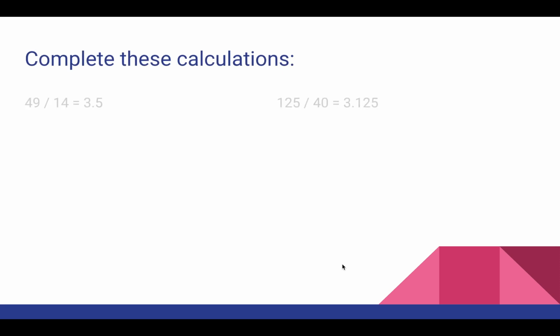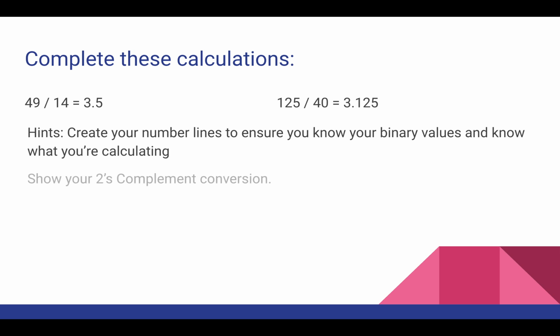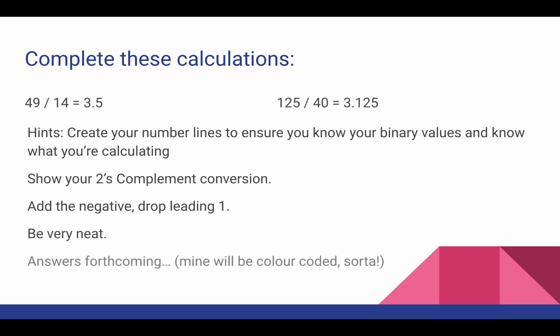Okay, here's a couple of calculations to complete. 49 divided by 14 equals 3.5, and 125 divided by 40 equals 3.125, which is 3 1/8. Create your number line to ensure you know what values you're looking at. Show your 2's complement conversion, add the negative, drop the leading 1, and be very neat. Now, I'm going to forward the slide once more to show you what I mean by being very neat.